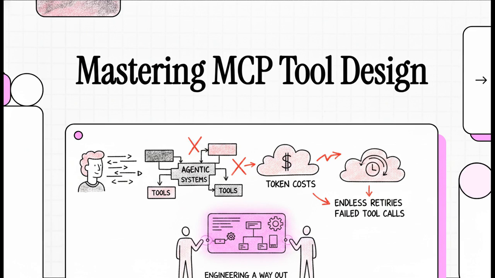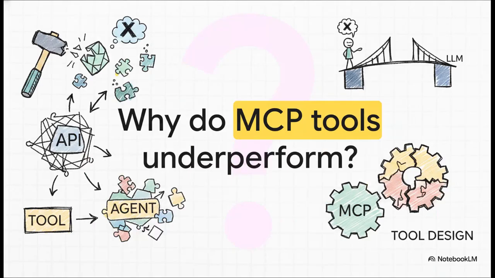Today, we're going to unpack exactly why that happens, and more importantly, how to engineer your way out of it. So why do model context protocol tools underperform? Well, we need to shatter a common misconception right out of the gate. If your agent fails, it is almost never the protocol's fault. It's actually a flaw in the tool design itself.